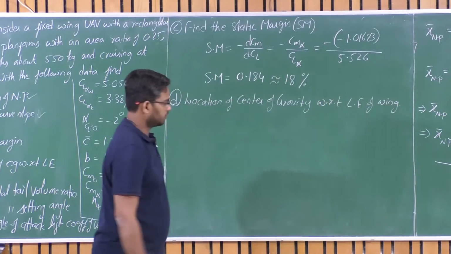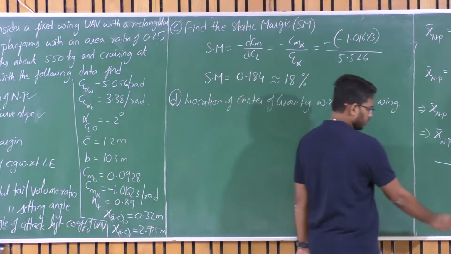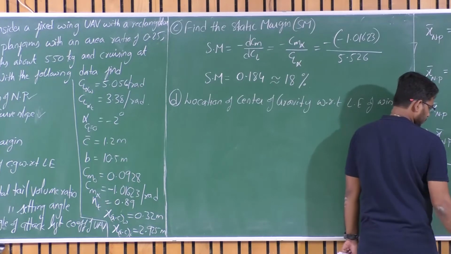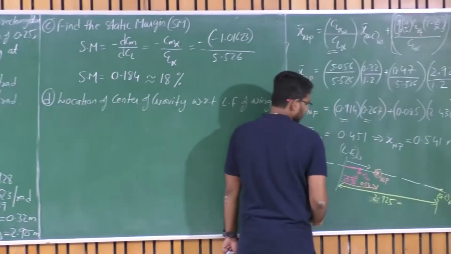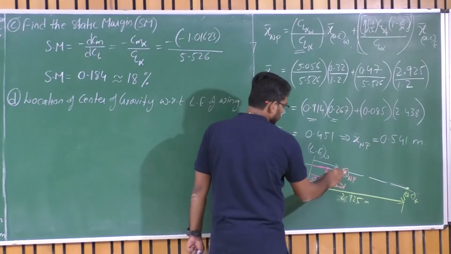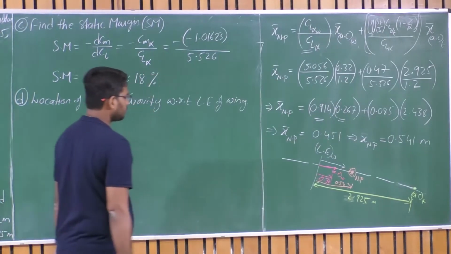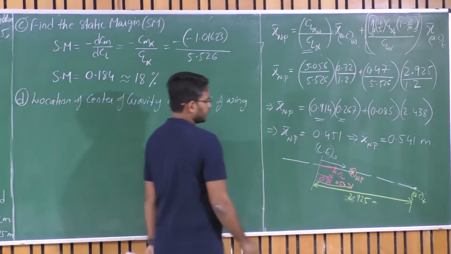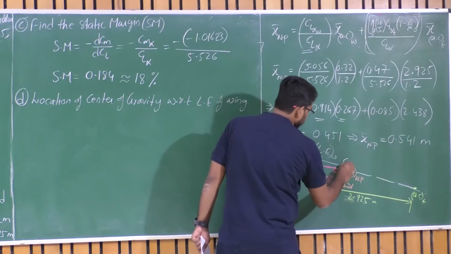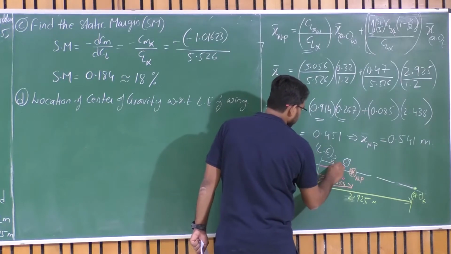What do you mean by that? So I need to find out. So we know what is NP. You now know the static margin as well. You find what is the location of the CG. Okay. So say somewhere here, say this is my CG location and this is my XCG.